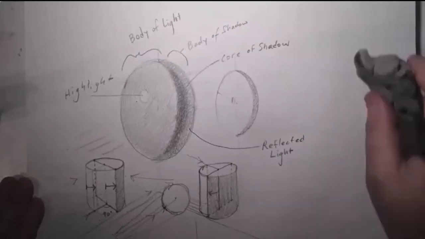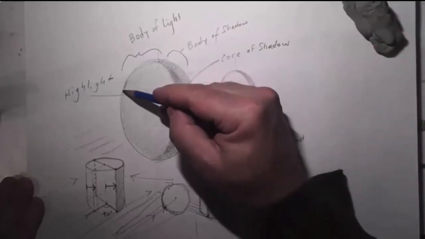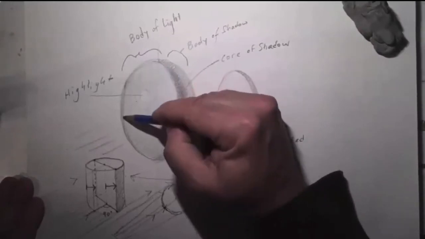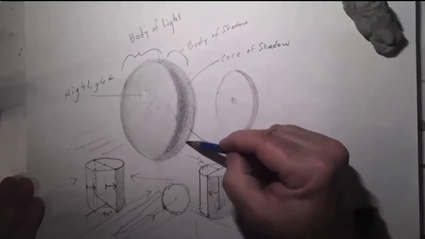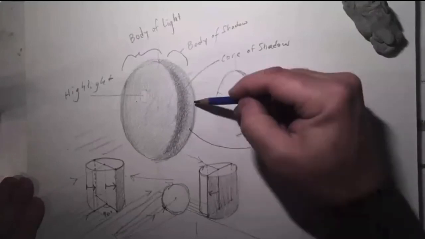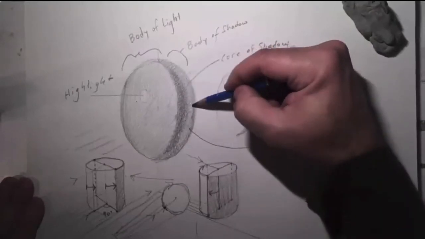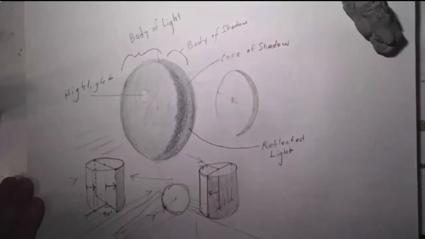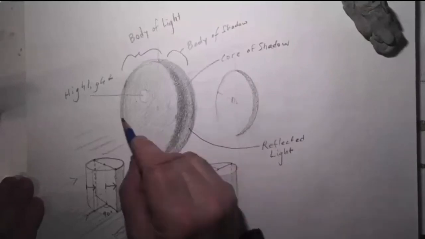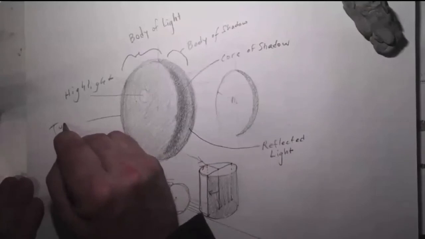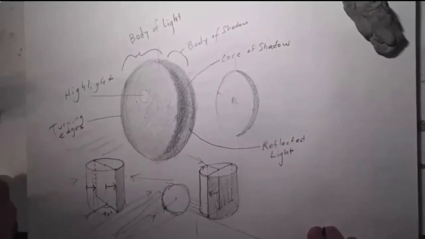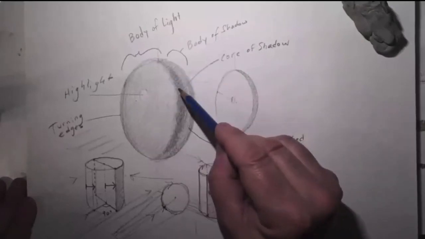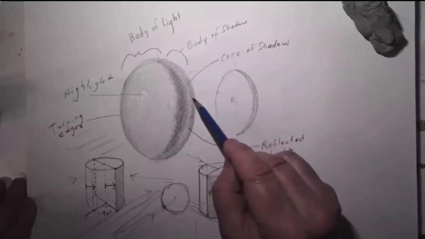Finally, you're going to notice if you look at any object with light on it that the places along the edges of light and the edges in the shadow space, really the contours of the object, get a little bit darker than everything else. There's just a slight darkening around those edges. And those are what we call the turning edges. Now you want to be very subtle with the turning edges. And so now we have our body of light, our body of shadow, our highlight, our core of the shadow, our reflected light, and our turning edges.